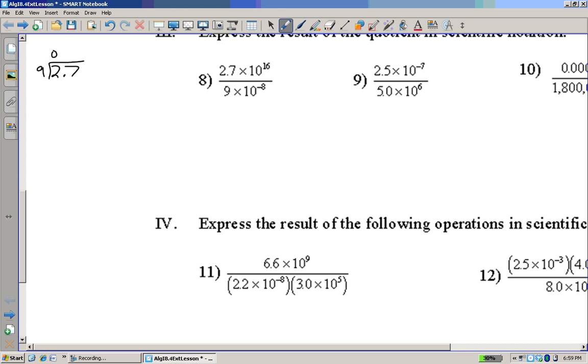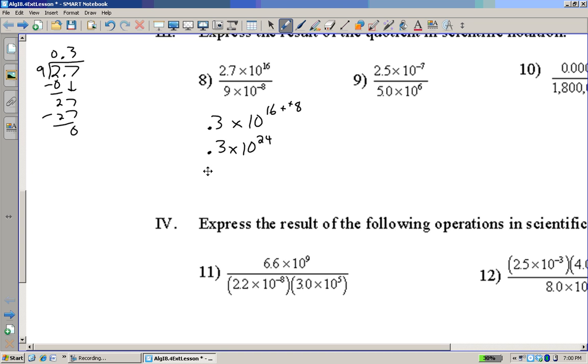9 goes into 2 0 times. 9 goes into 27 3 times. So this is 3 tenths times, and again I just divided that, 10 to the 16 minus negative 8. And we can keep change there. So that's really 16 plus 8. This is 3 tenths times 10 to the 24th power.